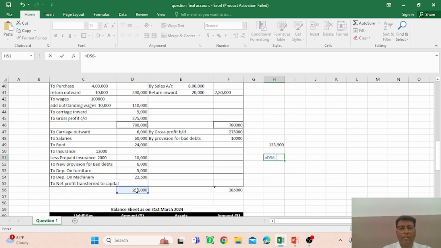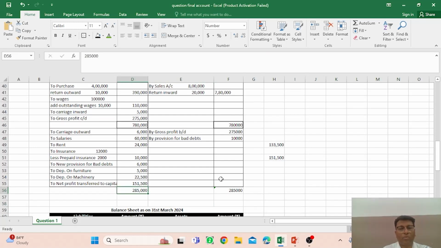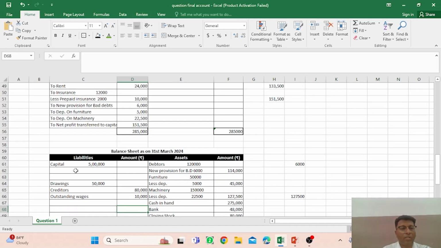285 minus 133,500, it means 151,500. I just show you again how to calculate this profit. 151,500, right? So this is the total, and now you get the net profit, rupees 1,51,500.